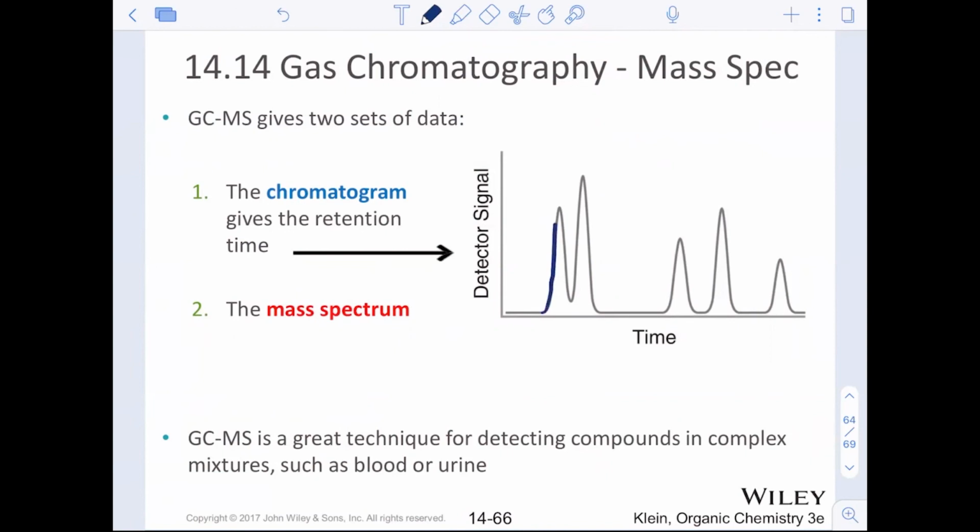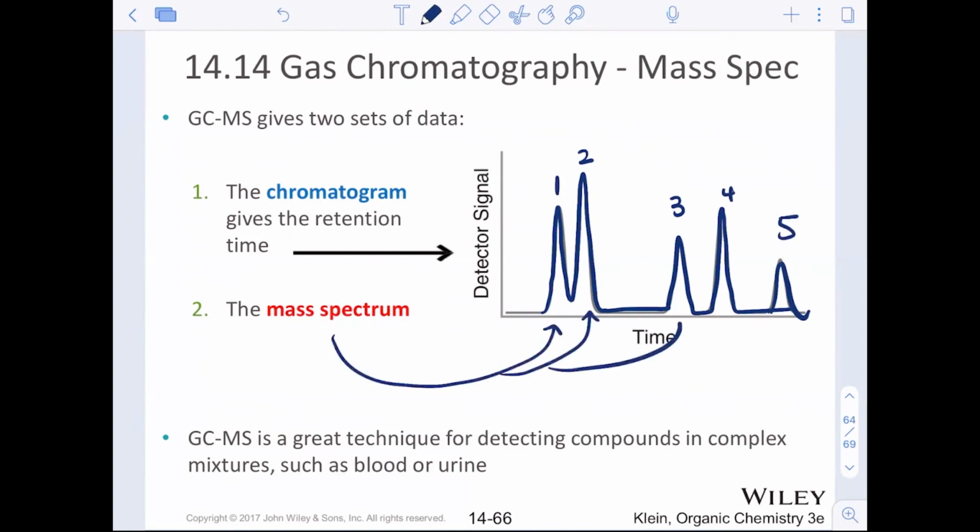So each peak in a chromatograph identifies a different compound, a different component, right? So when we're looking at this, we have 1, 2, 3, 4, 5 different components in our sample. Each one of these will have a mass spec to go with them because one at a time, they came out of the gas chromatogram and they went into the mass spec. And so the mass spec is able to decipher each individual component. It's a great technique for complex mixtures.